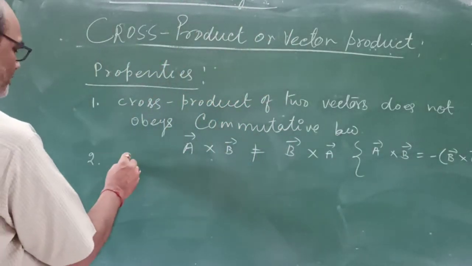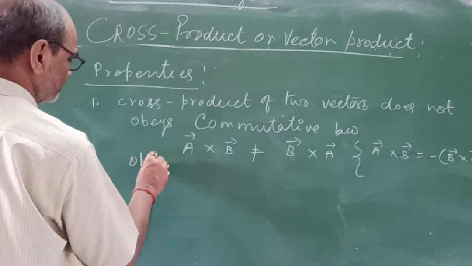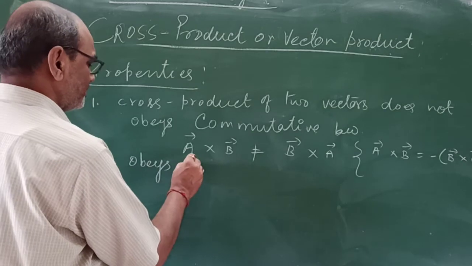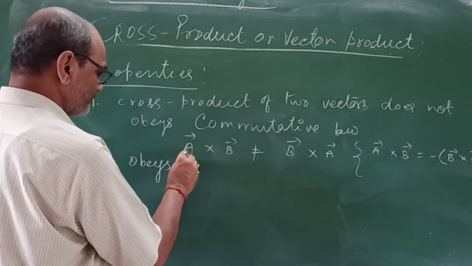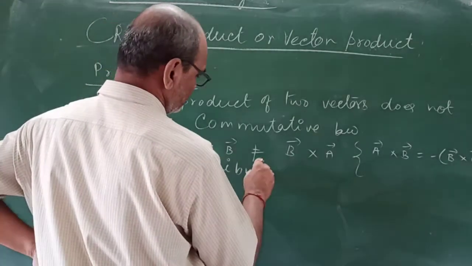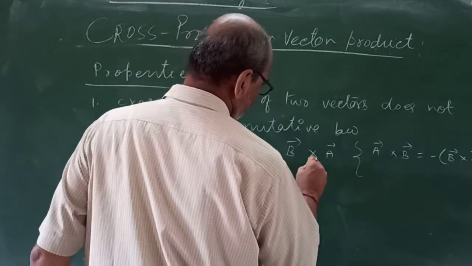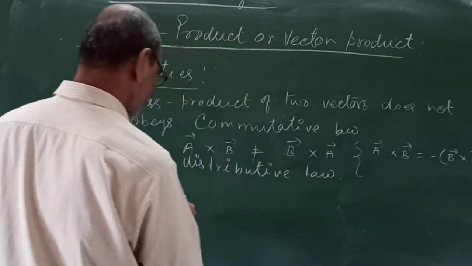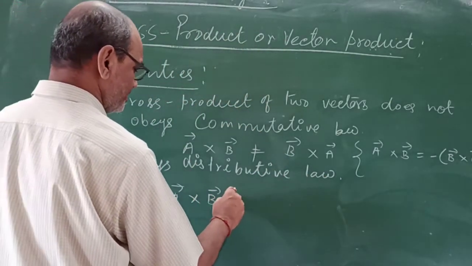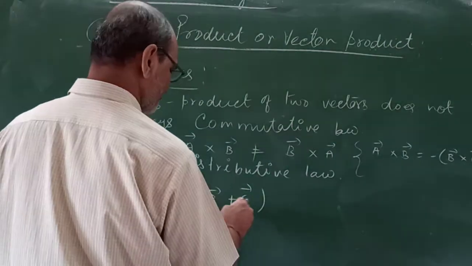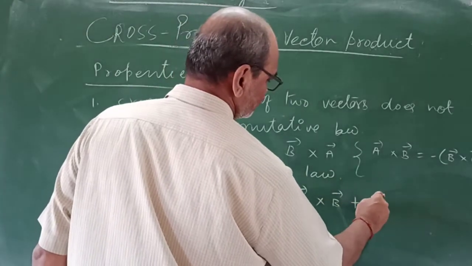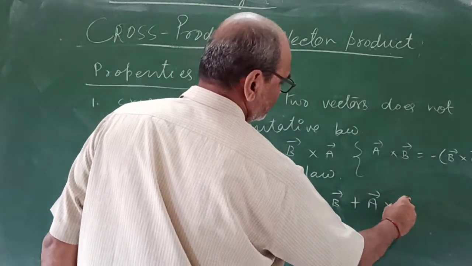Second one: the cross product obeys the distributive law. A cross B plus C is equal to A cross B plus A cross C.